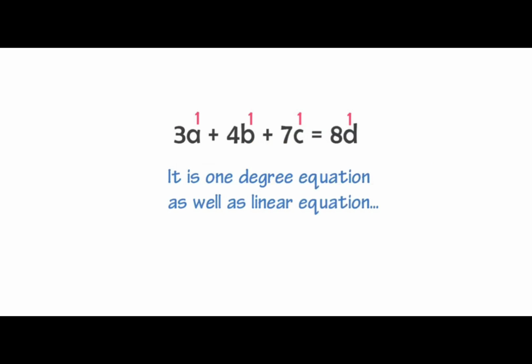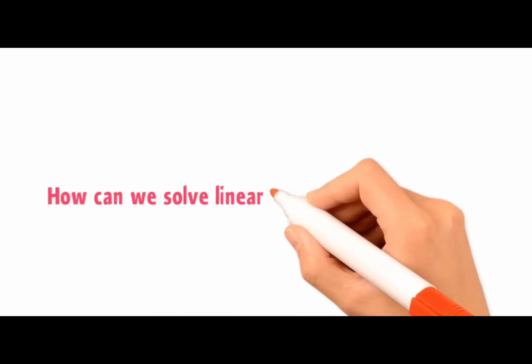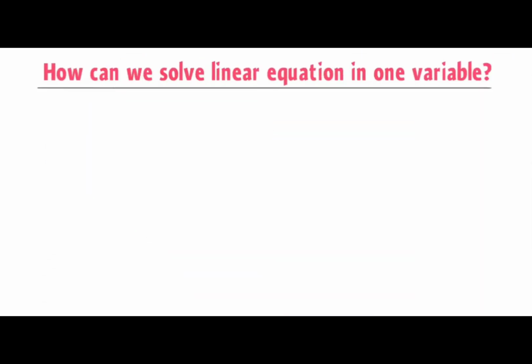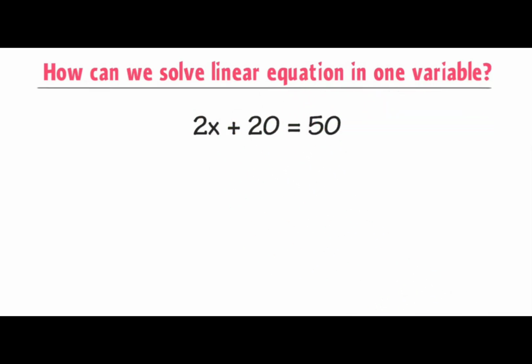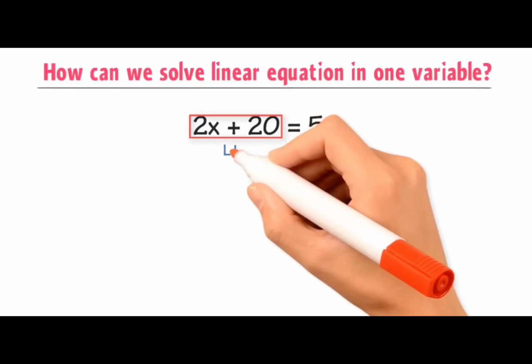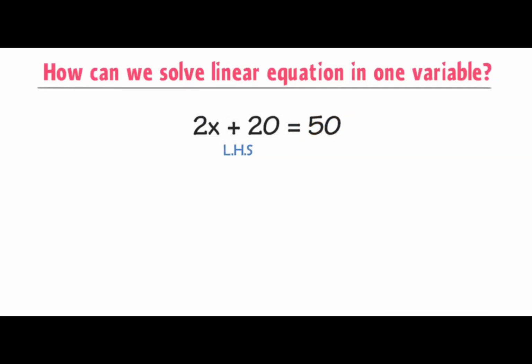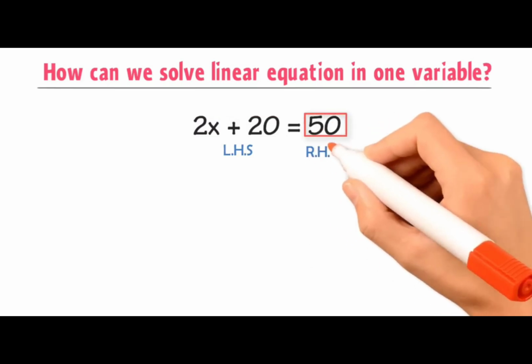Now, let me teach you how to solve a linear equation in one variable. For example, if a linear equation 2x plus 20 equals 50 is given and we are asked to find the value of x, then it will be calculated as follows. Remember that this side of the equality sign is known as the left hand side, while this side of the equality sign is known as the right hand side.